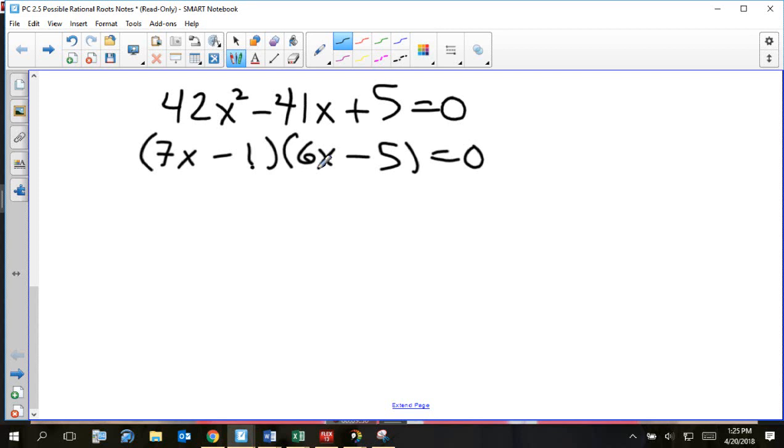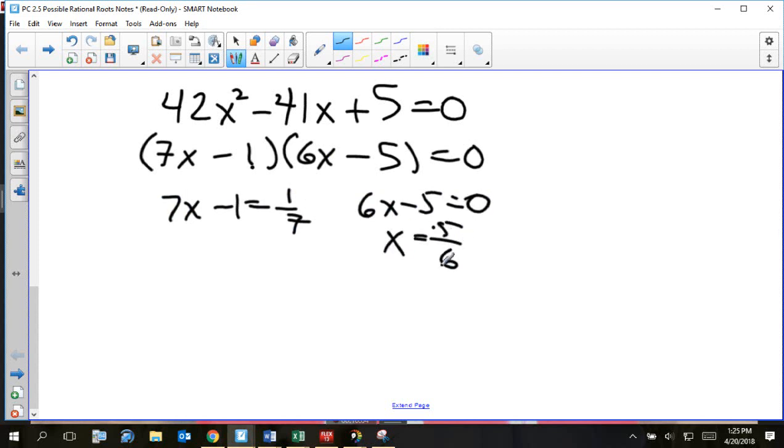Okay, if you're doing quadratic formula, you should get the same exact answers that I get. I've factored it. I find the answer 7x minus 1 equals 0, and 6x minus 5 equals 0, so x equals 5/6. I don't know why I wrote that, I'm sorry. I'm thinking ahead. X equals 1/7, there we go. So I get 1/7 and 5/6. If you do it by quadratic formula, you should get the same answer.